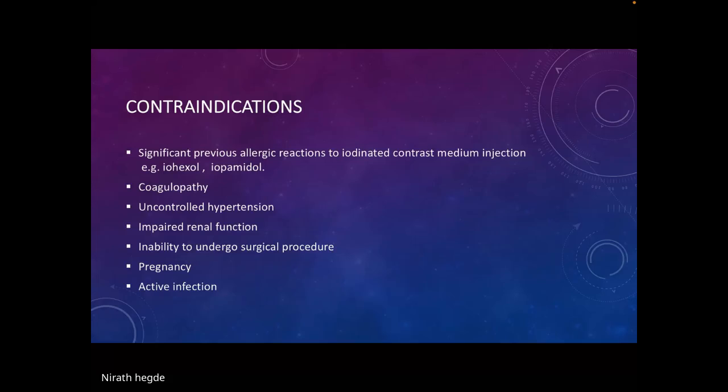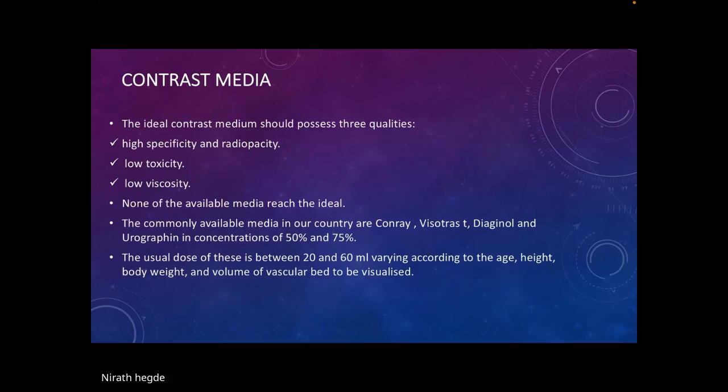Next, for a contrast material, how should it be? It should have low toxicity, high specificity, high chances of blocking X-rays, and low viscosity. It should not be toxic to the liver and kidneys, as we saw earlier.